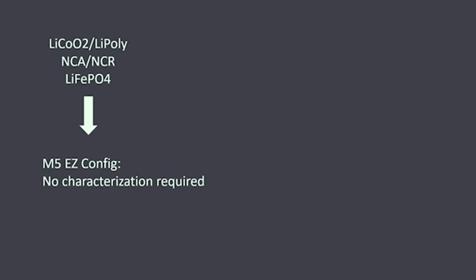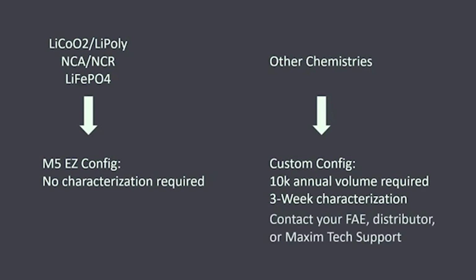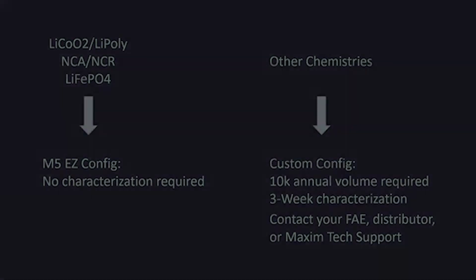For chemistries with uncommon discharge curves, we can perform a custom characterization for projects with at least 10,000 annual volume. This process involves running the batteries through a series of charge and discharge cycles to extract a battery model from the cells. Because this requires precise knowledge of the system load profile, or current consumption versus time, this should be done towards the end of the design cycle when these details are known. To get this process started, contact your FAE, distributor, or Maxim tech support.